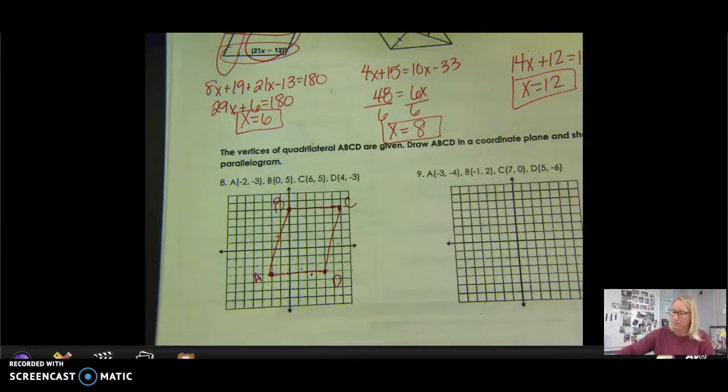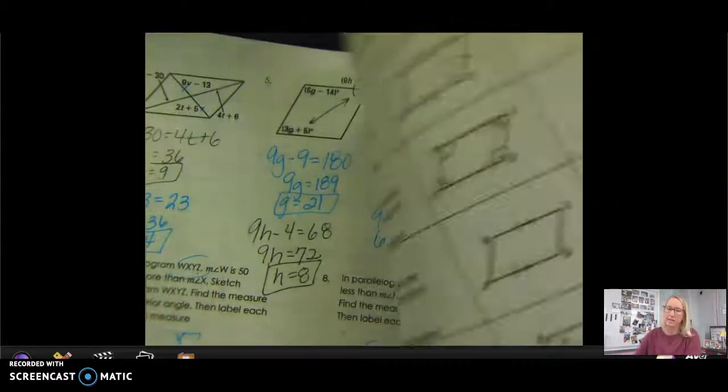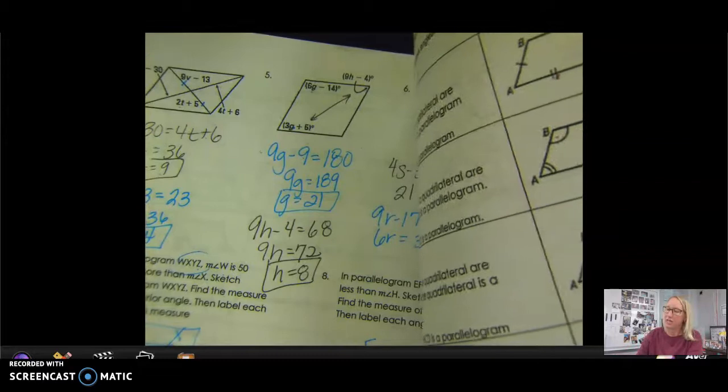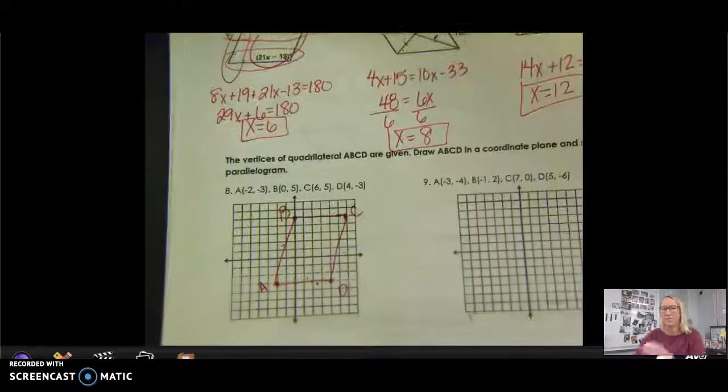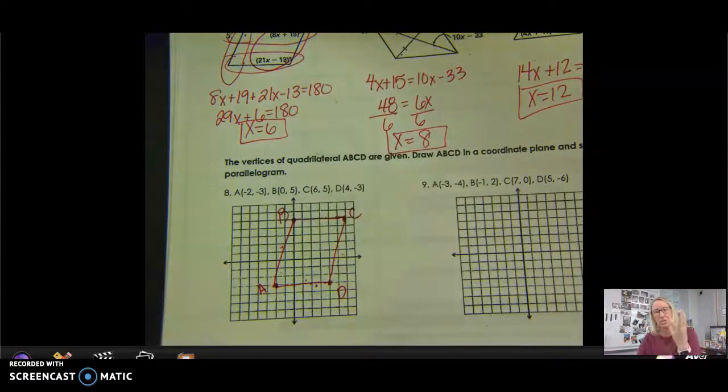What's the other way that I'm forgetting here? Oh, diagonals. I could draw diagonals on here and then find the distance of the different pieces. So there's really three ways on a coordinate grid that you can prove a parallelogram. Some problems will be easier to prove in a certain way than others.